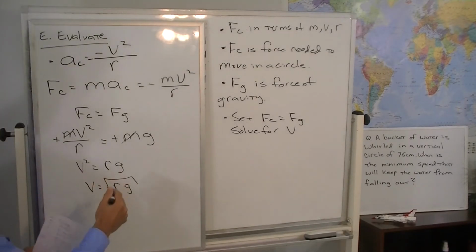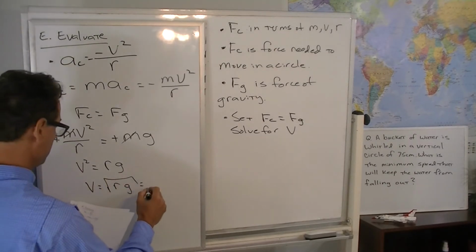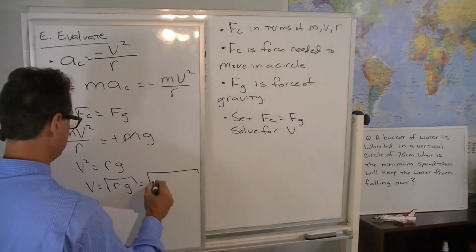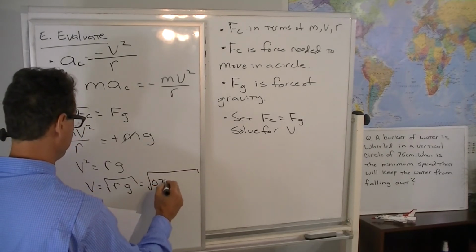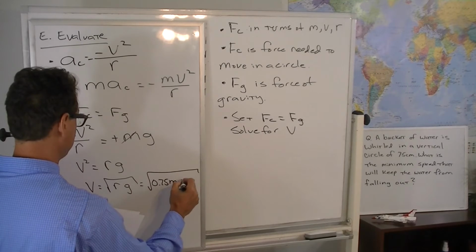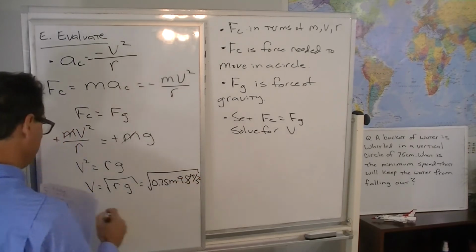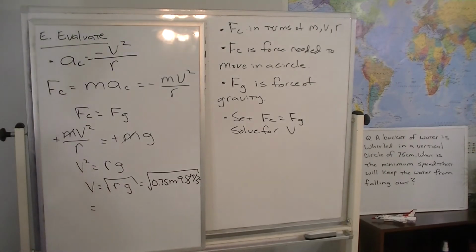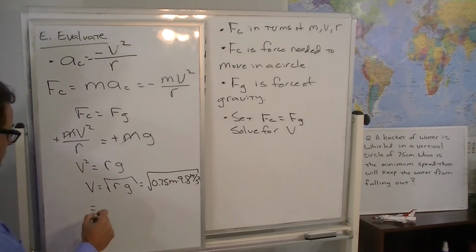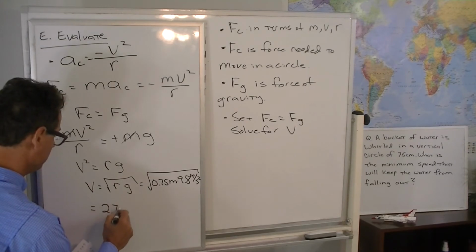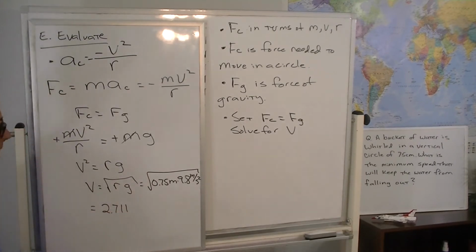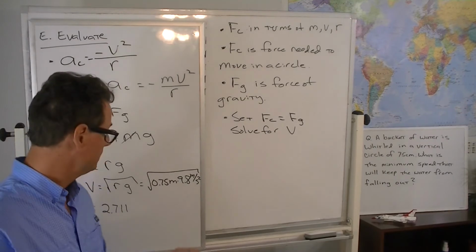Alright, so now we can go ahead and plug in our numbers here. So it's the square root of 0.75 meters times 9.8 meters per second squared. Now you can do the math on the numbers, and that's pretty simple, and that turns out to be 2.711. Now let's think about the units.